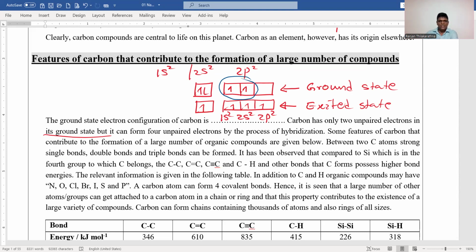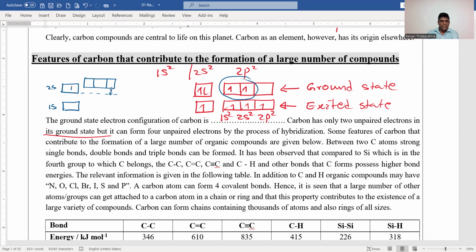So according to the ground state electron configuration of carbon, it can form only two bonds. But according to the electron configuration in what we call the excited state, we have four bonds. But these two are in two different energy states. You know that if you take the 1s energy level, then the 2s energy level and the 2p energy level, there is an energy gap like this. Very small gap, but there is a gap.